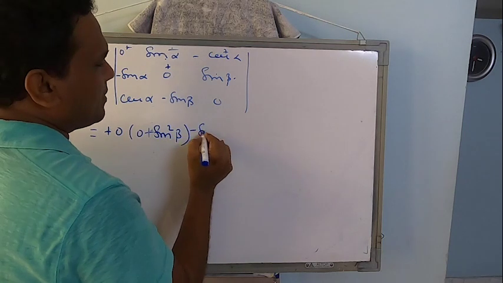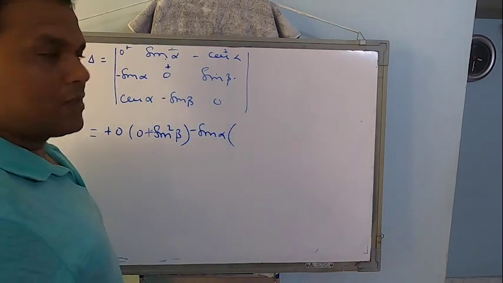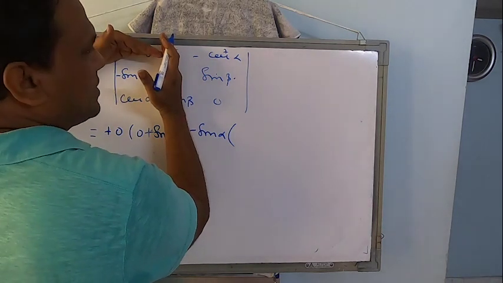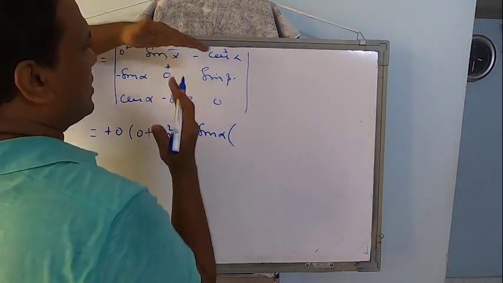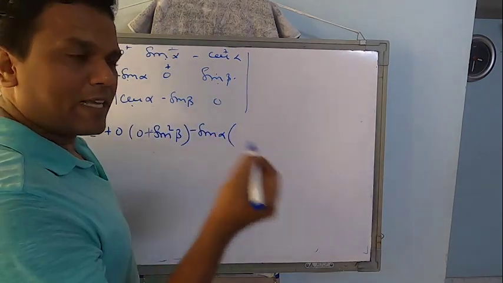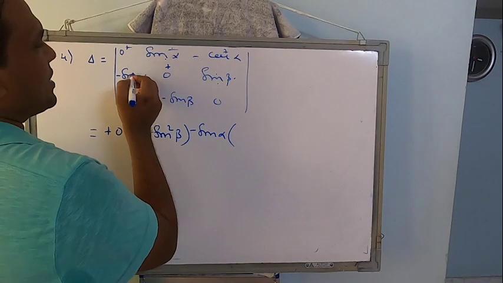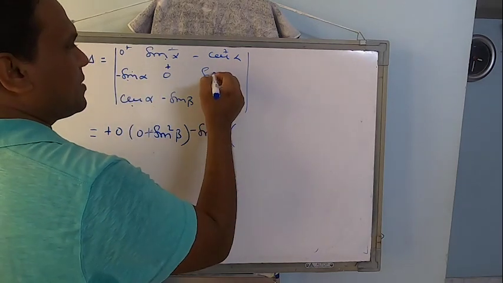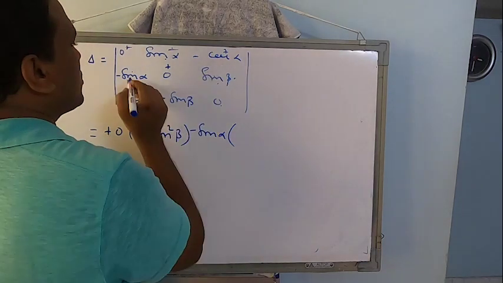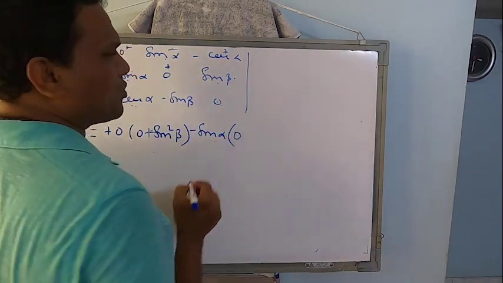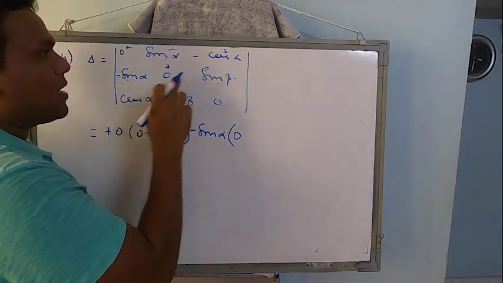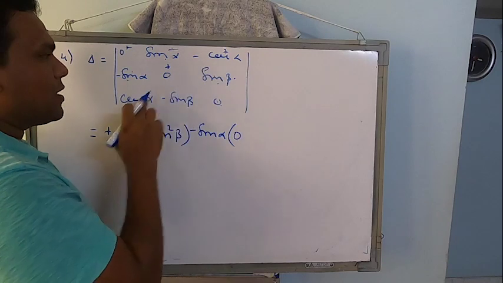My next element is sin alpha. The process: block the column and the row in which that element is present. So I am blocking the second column and the first row. The remaining are these 4 elements now. Go and expand it. What does the expansion say? Product of these two minus product of these two, correct? So what's the value? Let's check this now. When I multiply these two, the value is going to be 0. Multiplying these two will give me what? Cos alpha sin beta.